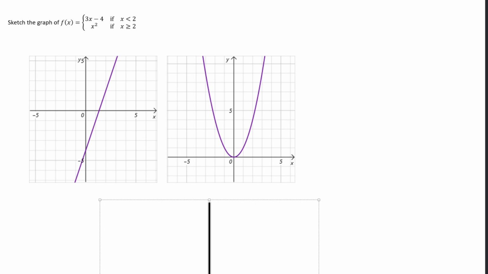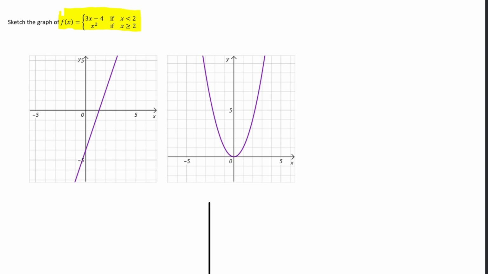What we're going to look at here is how to graph a piecewise function, and we are going to focus on the function f of x equals 3x minus 4 if x is less than 2, and x squared if x is greater than or equal to 2.